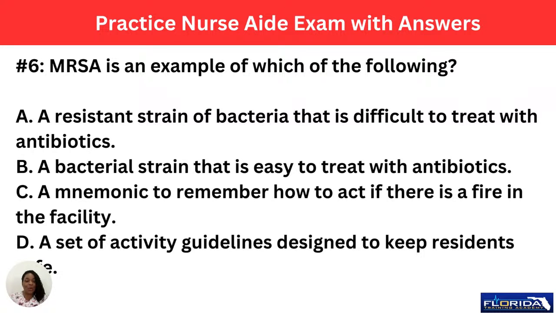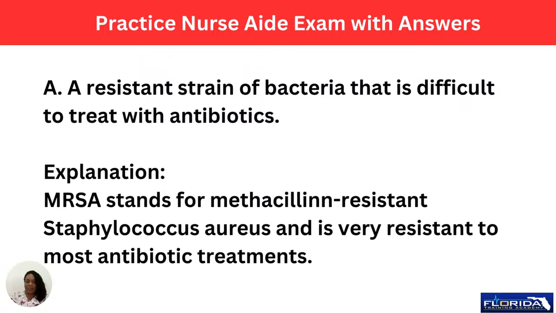Number 6, MRSA is an example of which of the following? A, a resistant strain of bacteria that is difficult to treat with antibiotics, or B, a bacterial strain that is easy to treat with antibiotics. C says a mnemonic to remember how to act if there is a fire in the facility, or D, a set of activity guidelines designed to keep residents safe. What does MRSA stand for?